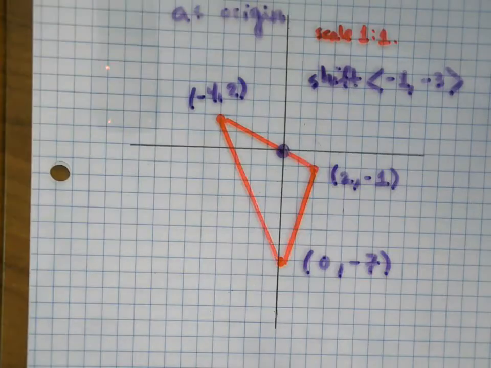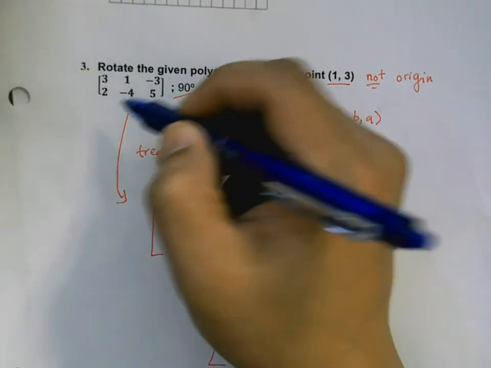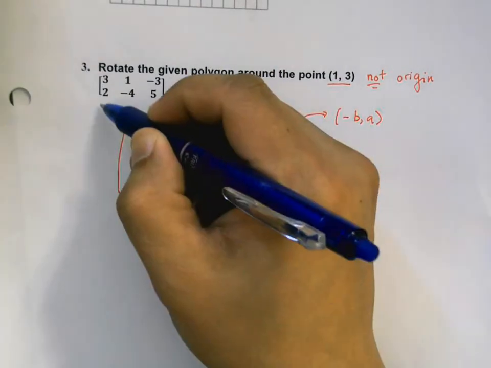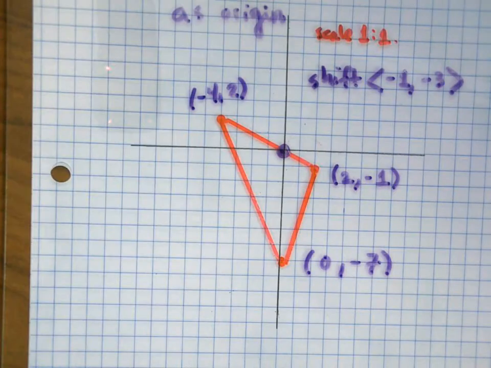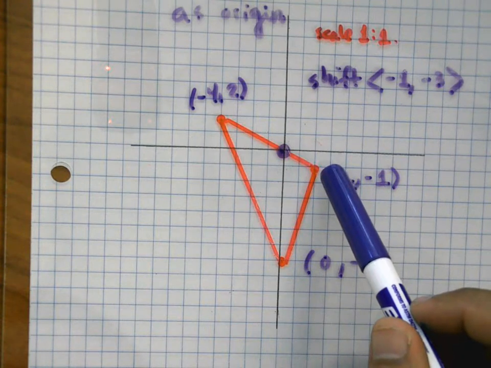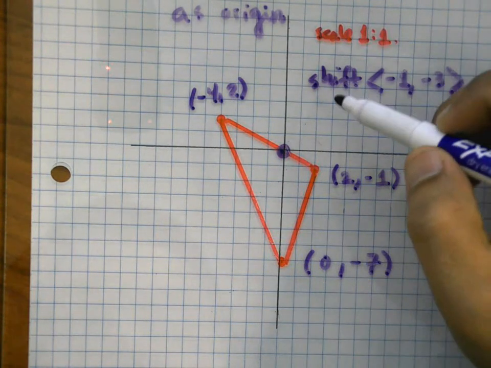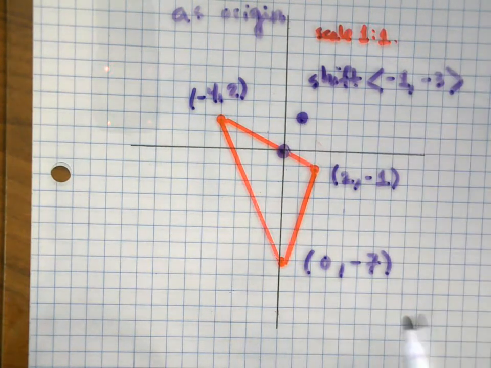So 1, 2. So I guess I should name these points. We should name these original ones A, B, and C. So in my picture, 2, negative 1, this point right here, becomes positive 1, 2. This point here, 0, negative 7, becomes 7, 0.